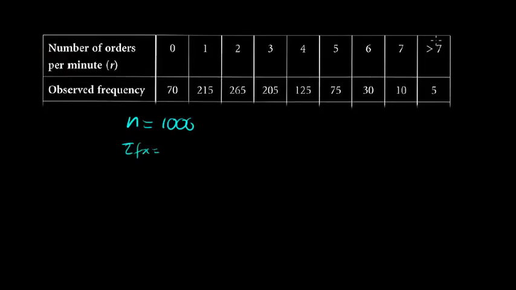now notice I've just got greater than 7 here, and that's quite an important point to make, because actually I need a value, and the value that I'm using is 8, because as you think, how many orders will I get per minute? I could get 7, 8, 9, 10, I could even get 1,000,000. The chances of 1,000,000 happening shrink quite a lot.